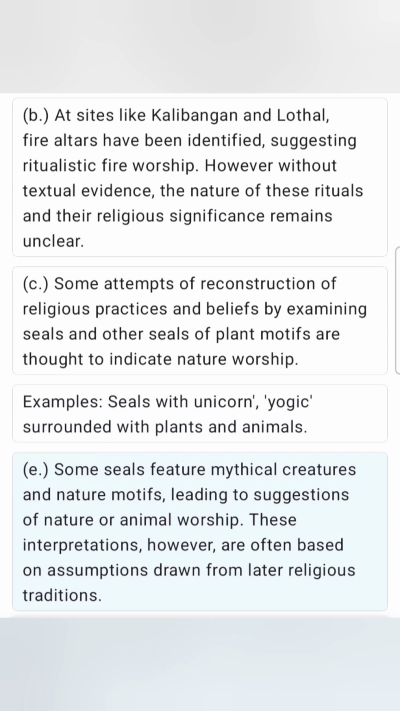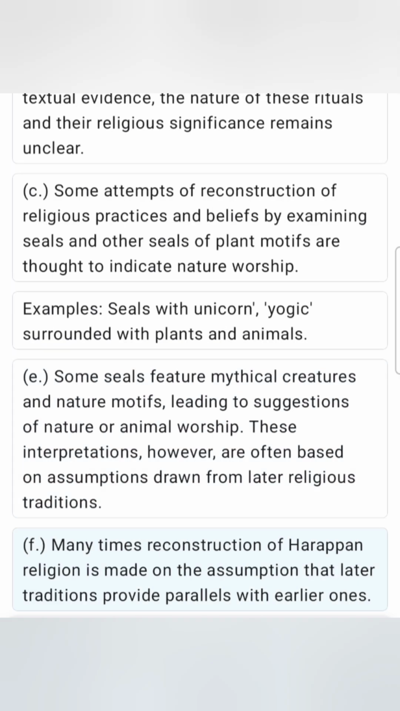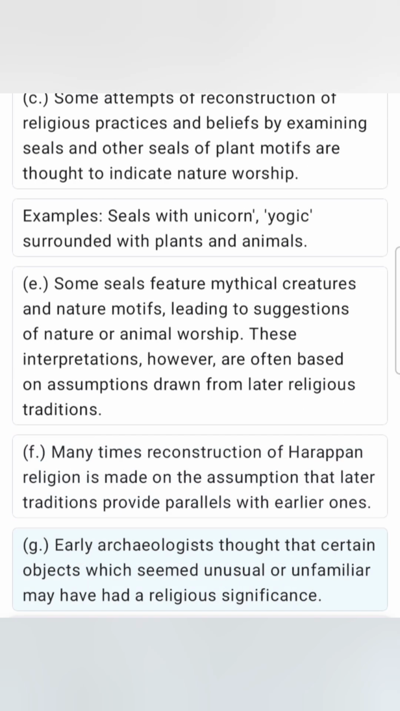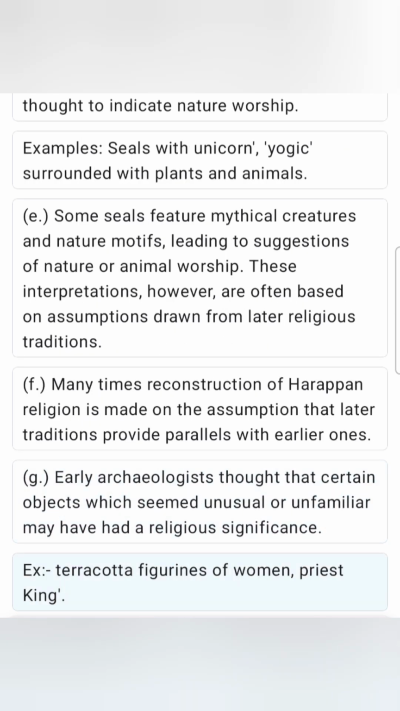E. Some seals feature mythical creatures and nature motifs, leading to suggestions of nature or animal worship. These interpretations, however, are often based on assumptions drawn from later religious traditions. F. Many times reconstruction of Harappan religion is made on the assumption that later traditions provide parallels with earlier ones. G. Early archaeologists thought that certain objects which seemed unusual or unfamiliar may have had a religious significance. Examples: terracotta figurines of women, priest, king.